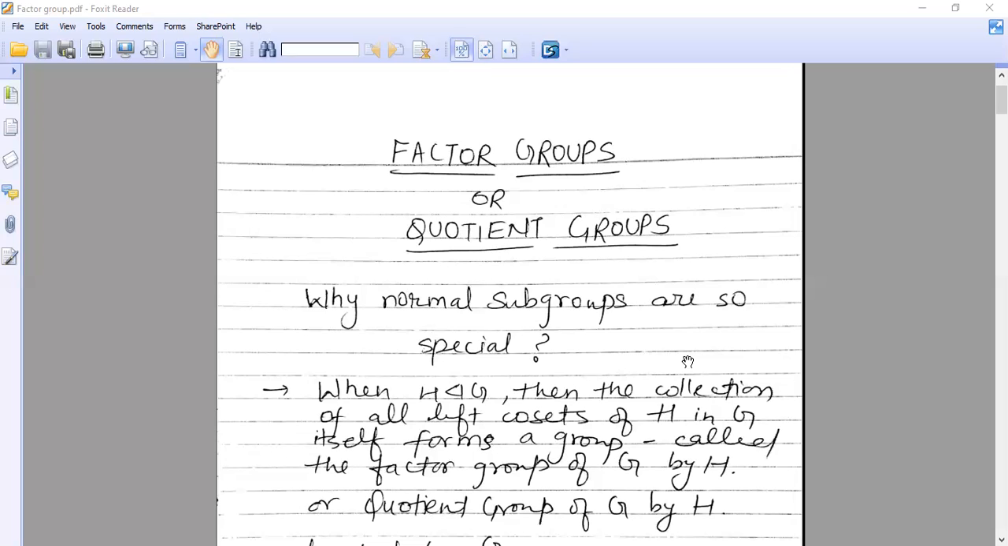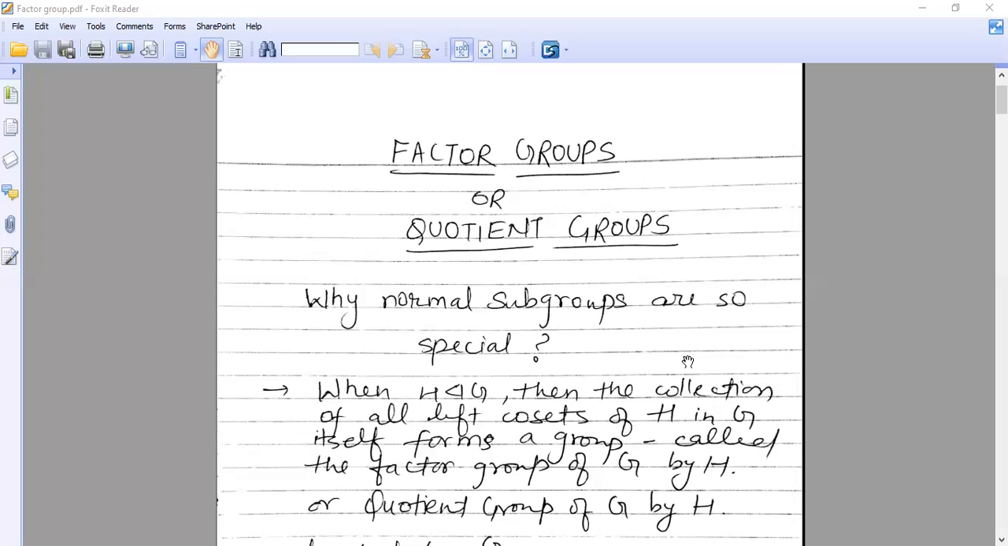Let me just tell you some basics about the factor groups. So you have a group and you have a subgroup of that group, and that subgroup is a normal subgroup. About normal subgroups, you already know a subgroup is normal if and only if every right coset is equal to some left coset. And there were some other equivalent conditions also for a subgroup to be normal. There was a normal subgroup test also.